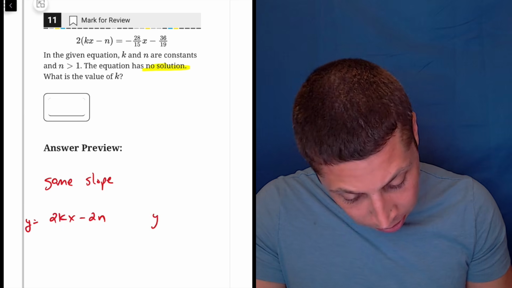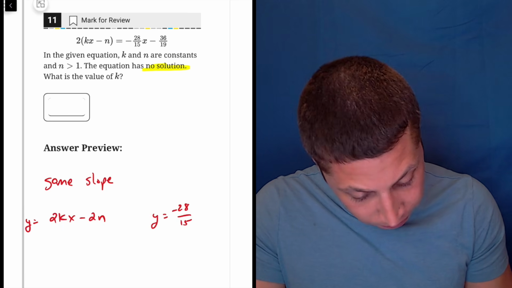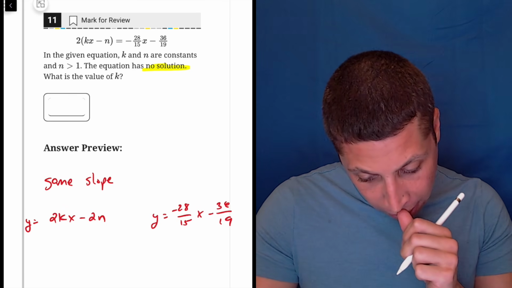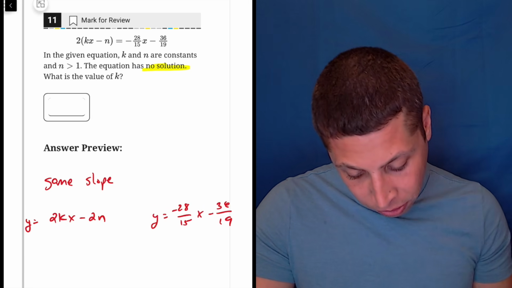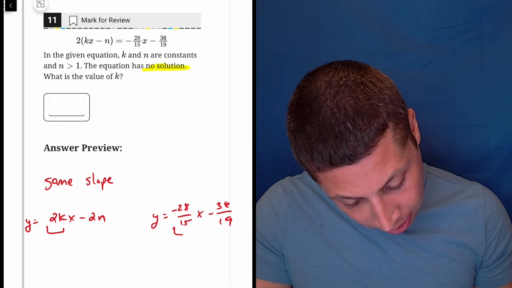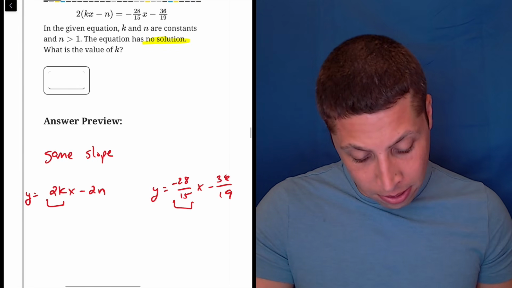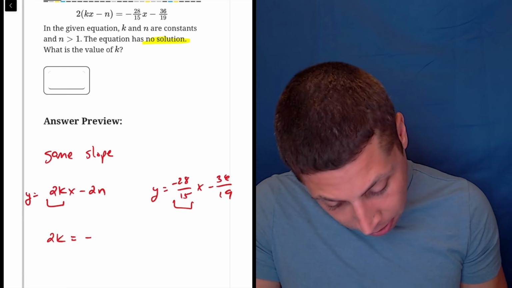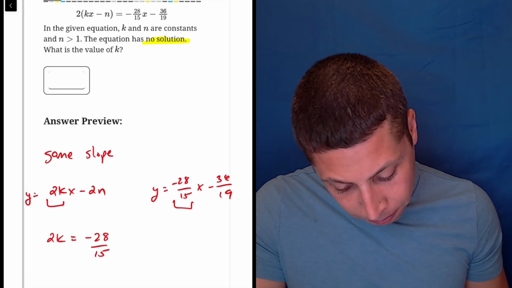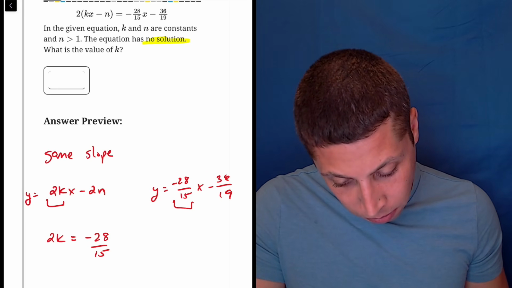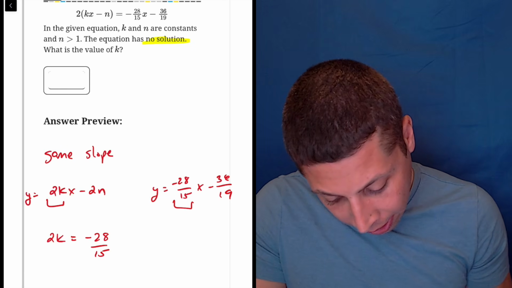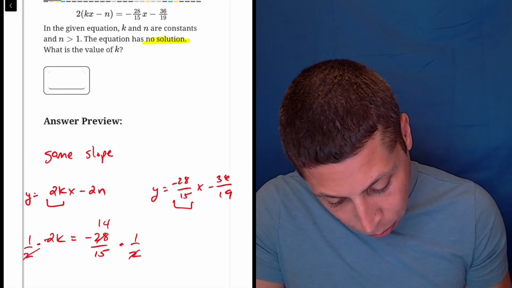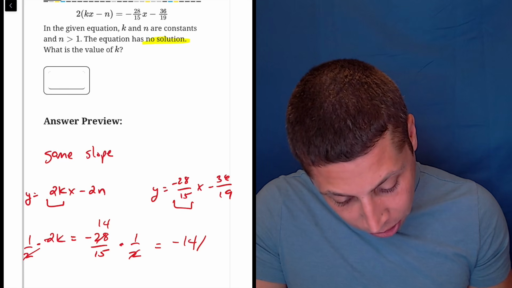So y equals, and then this would be y equals negative 28/15 x minus 36/19. So k and n are constants, n is greater than 1. So the slope is 2k and negative 28/15. So these would have the same slope. So can I just do 2k is equal to negative 28/15? I think so. So multiply each side by 1/2 to get rid of the 2's. The 2 cancels out with this to make 14. So that's negative 14/15.